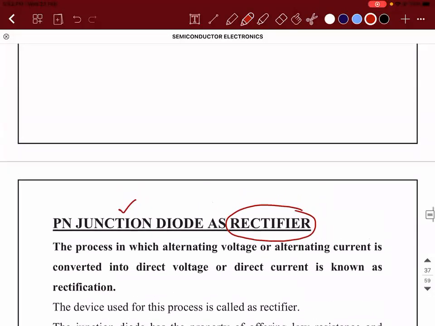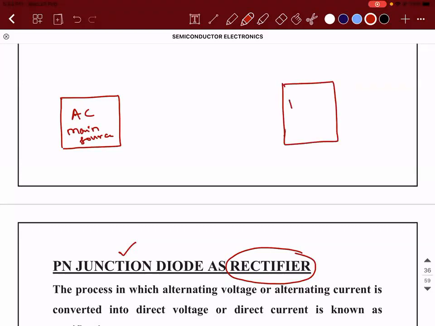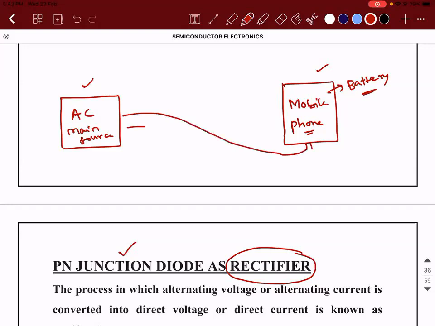Before I explain what a rectifier is, let me draw a block diagram. You have an AC main source, and you have your mobile phone. Your mobile phone obviously has a battery which needs to be charged, correct? As end consumers, we bring the charger, connect it to the mobile phone, and plug it into the AC main source, correct?